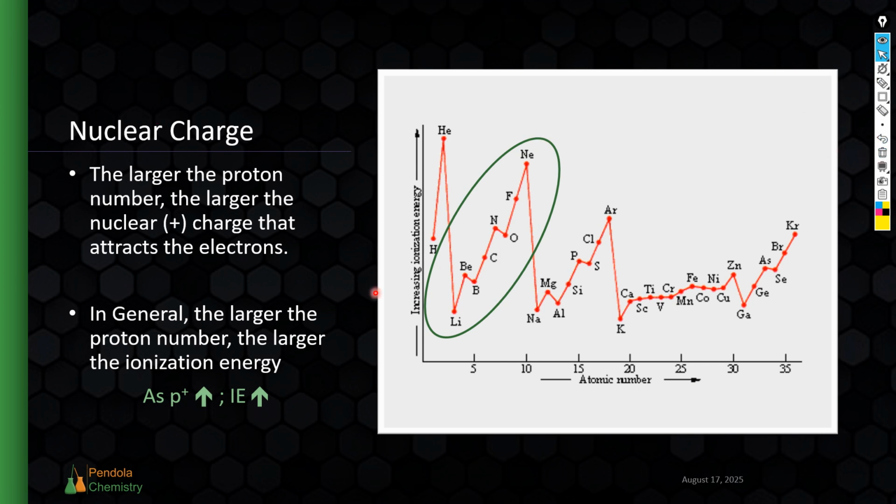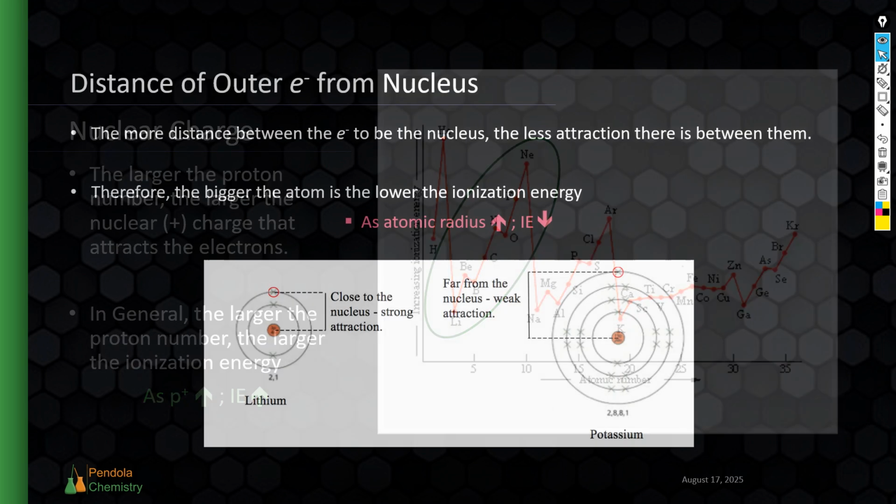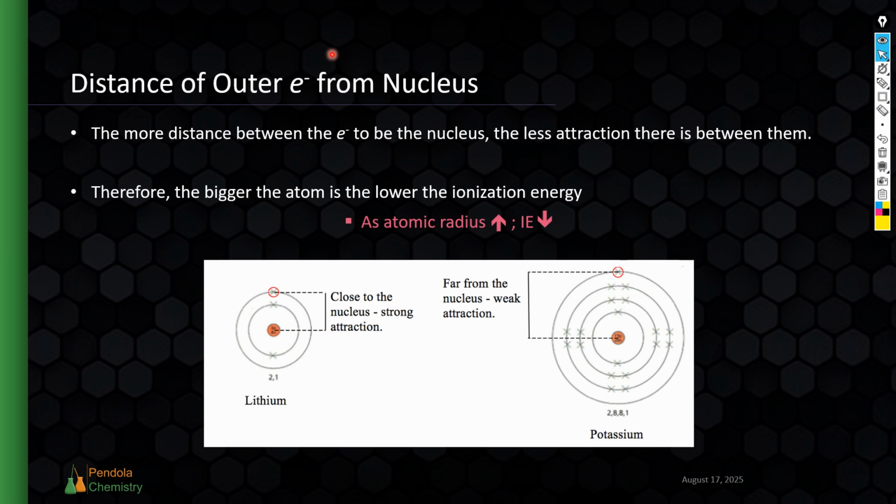So let's move on to the next thing that affects our ionization energy, which is the distance of the outer electrons from the nucleus. The more distance between the electrons and the nucleus, the less attraction there is between them. And this is pretty straightforward as well.